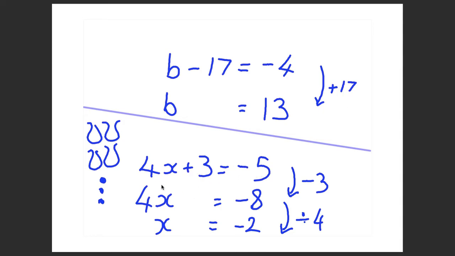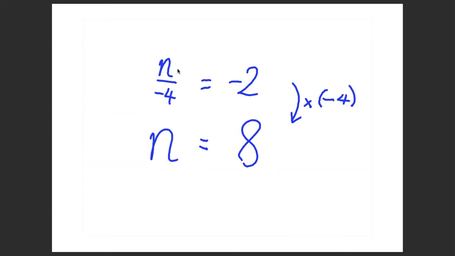I'd like to get the x bit on its own, so I need to get rid of the 3. So I'm taking away 3. I have to do that both sides. So minus 5 take away 3 is minus 8. So having taken away 3 from both sides, I get 4x equals minus 8. I don't want to know what 4x's are. I want to know what 1x is on its own. So I divide everything by 4 to get a single x. And then doing that both sides, I get x is equal to minus 2.